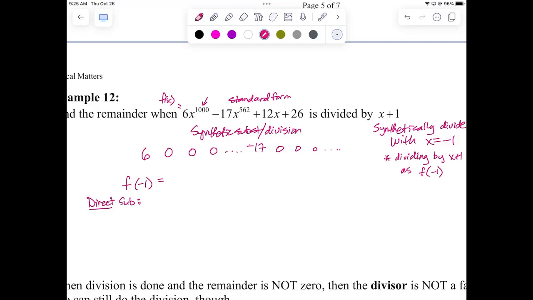What would negative 1 to the 1,000th power be? Alright, yeah, 1.